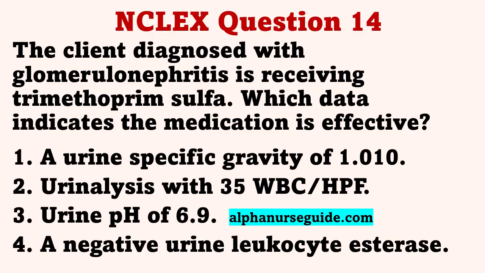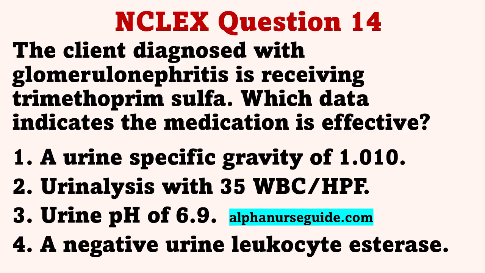The client diagnosed with glomerulonephritis is receiving trimethoprim sulfa. Which data indicates the medication is effective? 1. A urine-specific gravity of 1.010. 2. Urinalysis with 35 white blood count per high power field. 3. Urine pH of 6.9. 4. A negative urine leukocyte esterase.